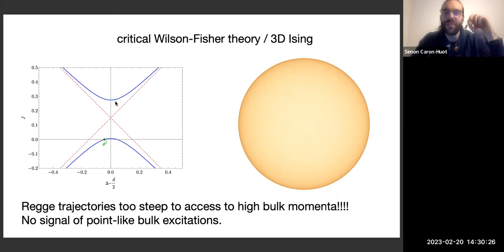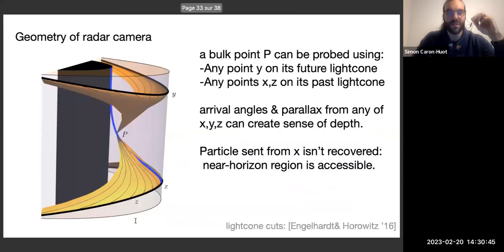And because it's very hard to use, you don't have access to large momenta. That's why you cannot see point-like particles in the bulk. So it does not have a local holographic dual, is the precise statement. So yeah, I'm pretty much done.